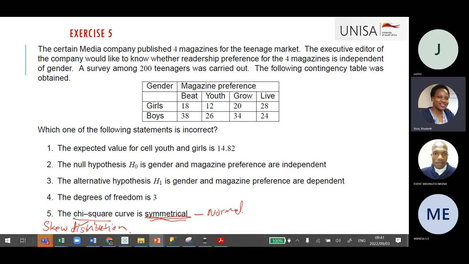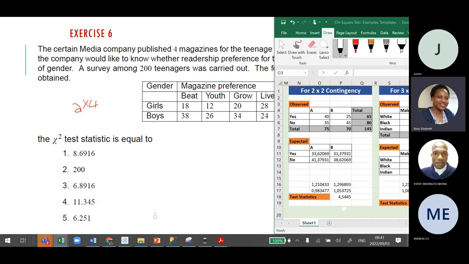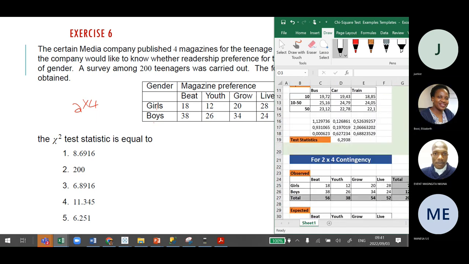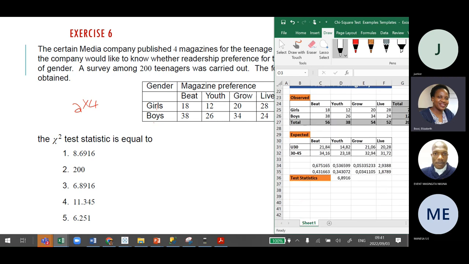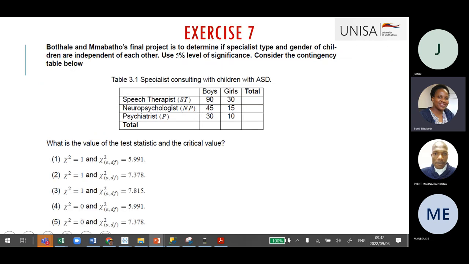So you should be able to answer these questions with ease. Here you are asked to calculate the test statistic. This is a 1, 2, 3, 4 and 1, 2, so it's a 2x4. I don't think I have a 2x4. I have a 3x3, 3x2, a 2x4, and already it is in the template. You should be able to answer this question with ease, because if you download the template, some of them are already pre-populated with some of these questions.